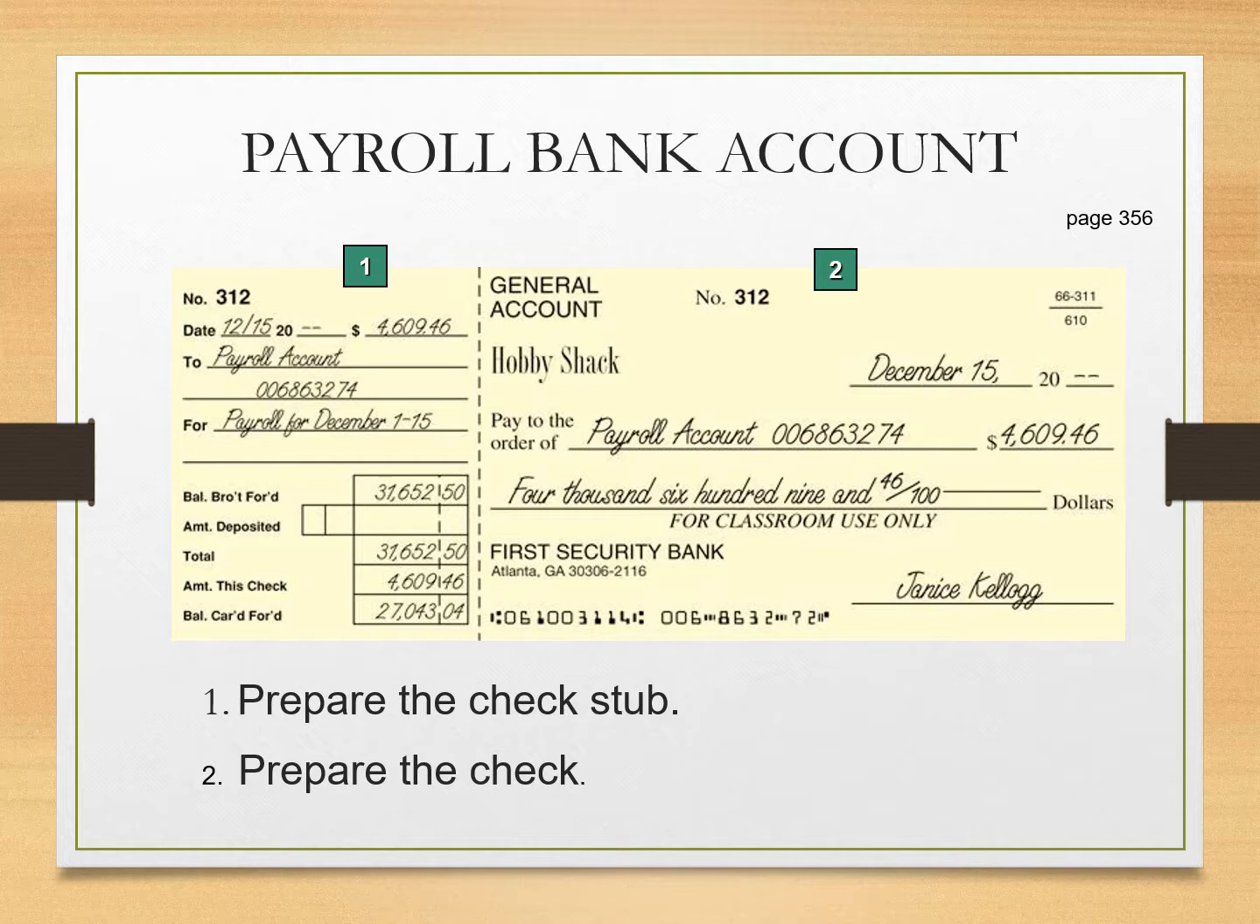We will write the date. Underneath the section "paid in the order of," you will write payroll account followed by the account number. To the right of that, you will write the dollar amount numerically. On the next line, you will write out the amount of the check. Notice that after the 46/100, there is a line all the way up to the word dollars. This prevents anyone from writing additional information into that blank section.